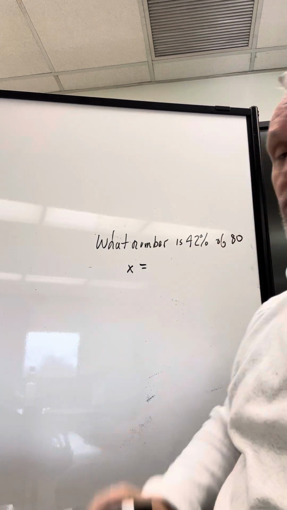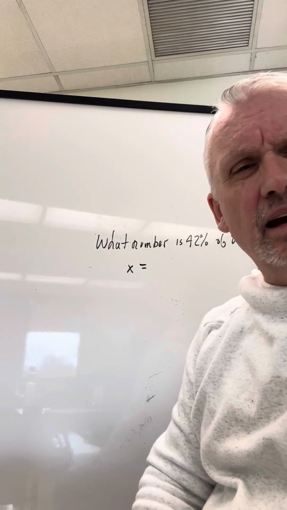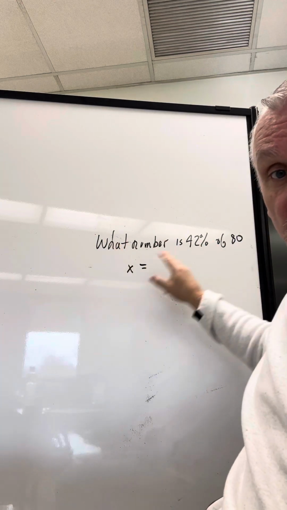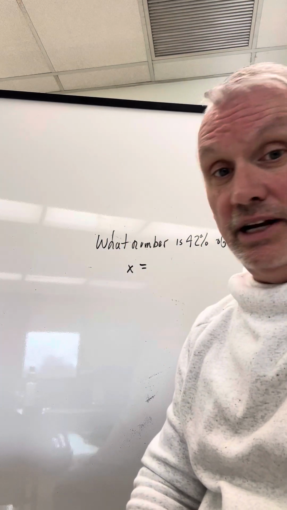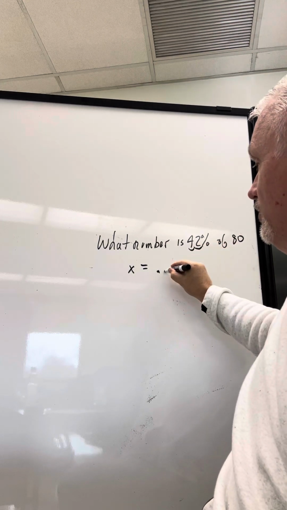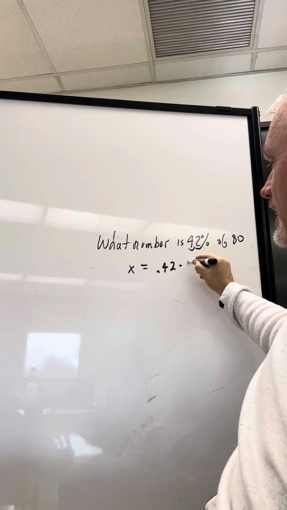Is equals 42%. Anytime that you have a percent in a problem, in a sentence like this, change that thing to a decimal. So move it twice, it's 0.42. Of means multiply, 80.